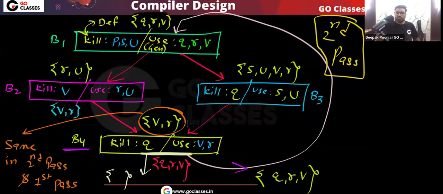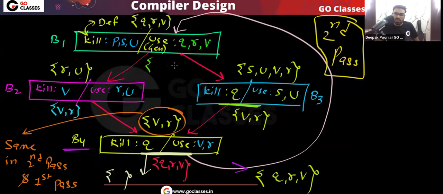Similarly, you can see for this basic block B3, there is only one successor, that is B4. So out of B3 will also be in of B4. So this out of B3 will also not change. Again, we will get VR here. So this in of B3 will also not change.